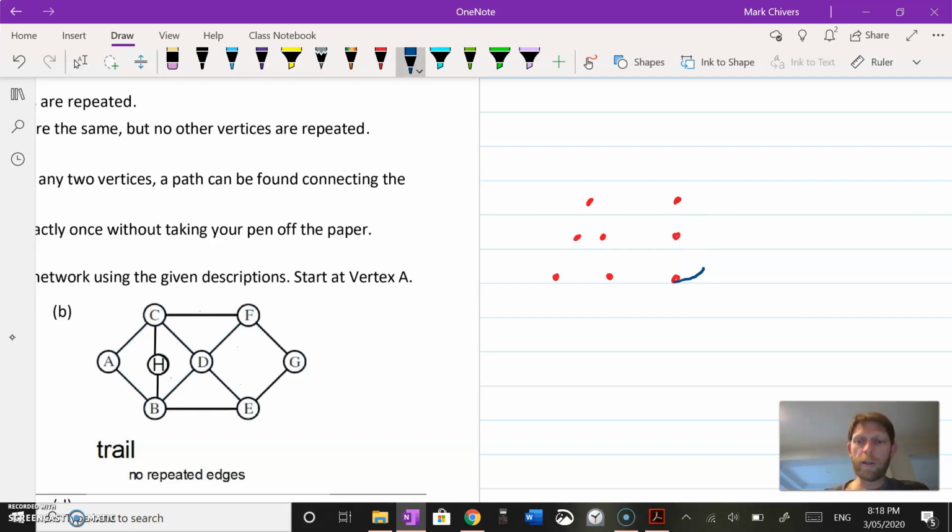I can do that a couple of ways too. I can go this way, and to do that I haven't had to take my pen off the paper and I haven't gone along an edge twice. However, that's not possible with an A.